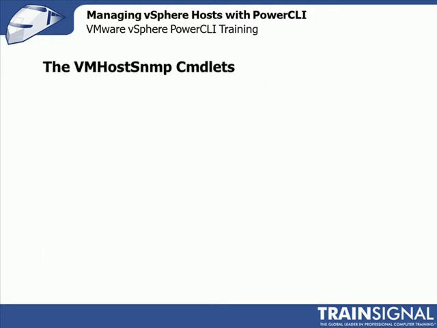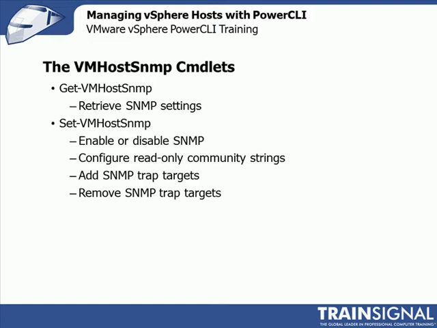You can do it using some PowerShell-like cmdlets. There are a few of them. There's Get-VMHostSnmp. That will retrieve your settings. Set-VMHostSnmp has a few different modes here. You can use it to either enable or disable SNMP. You can configure your read-only community strings. You can add an SNMP trap target or remove an SNMP trap target.